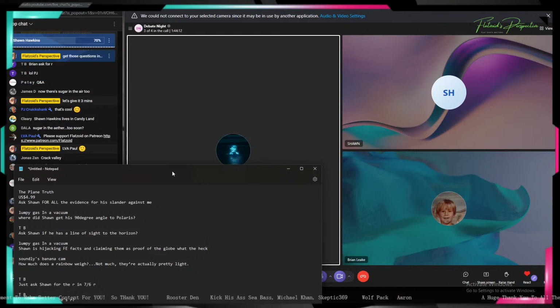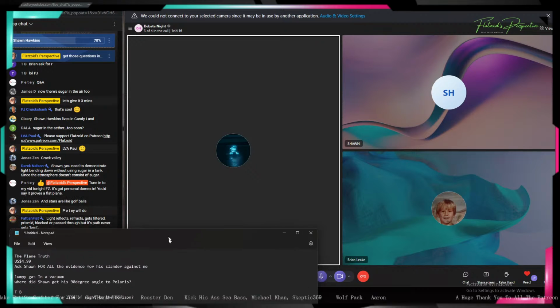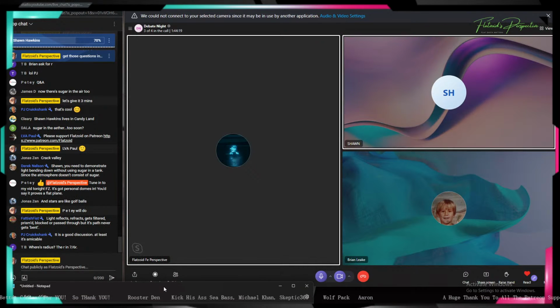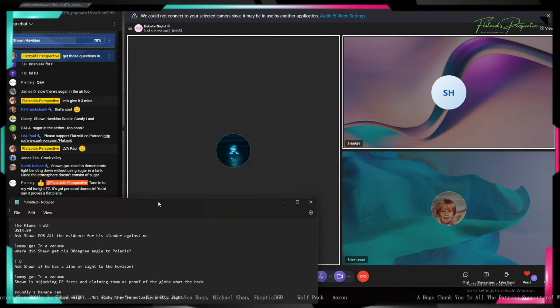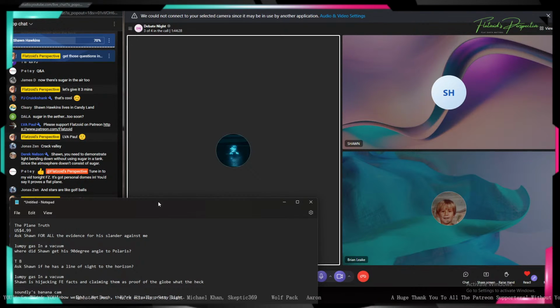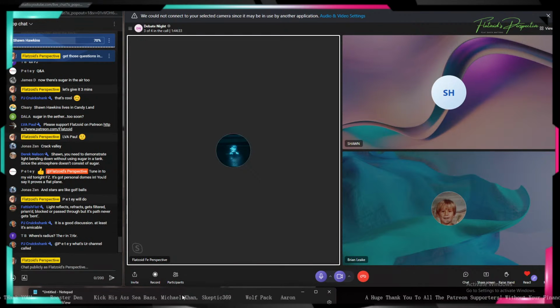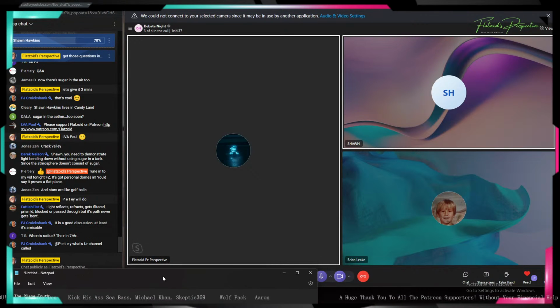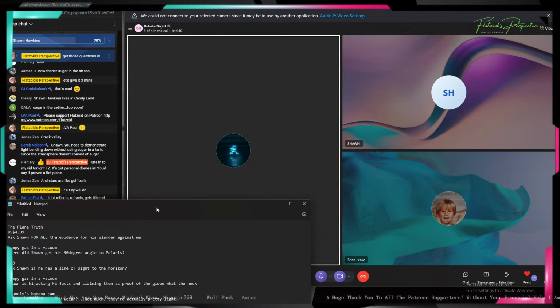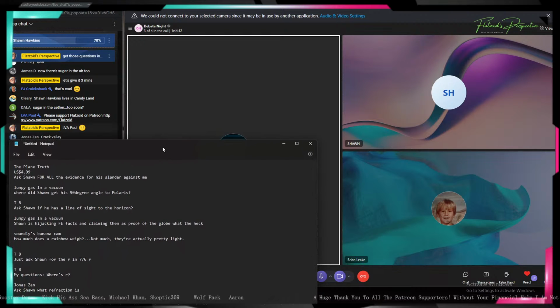So from Lumpy Gas in a Vacuum: where did Shawn get his 90-degree angle to Polaris? It's a commonly known angle. That's established fact. Okay. TB: ask Shawn if he has a line of sight to the horizon. Yeah. If you can see it, you have a line of sight to it. Okay.